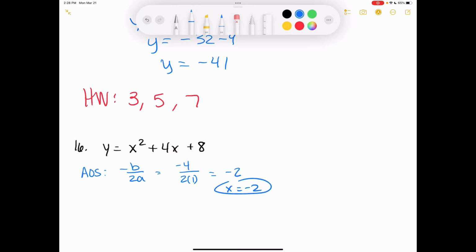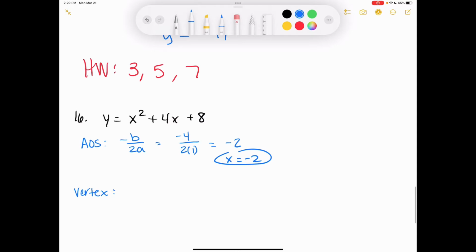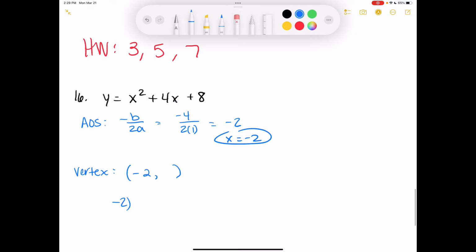I'm going to keep a note of that. Then for our vertex, we plug that value in for x in this equation. So our vertex is at the point negative 2, and we have to find the y. So negative 2 squared plus 4 times negative 2, plus 8. Negative 2 squared is 4. 4 times negative 2 is negative 8. And then plus 8. Those two cancel, so that just leaves you with 4. So my vertex is at negative 2, 4.